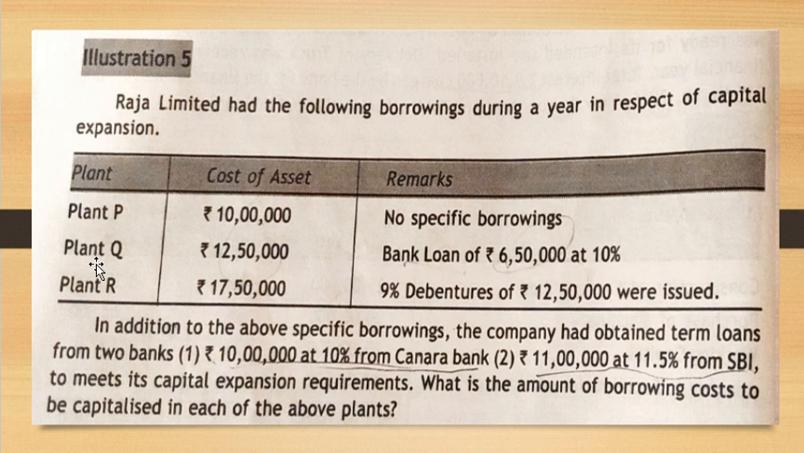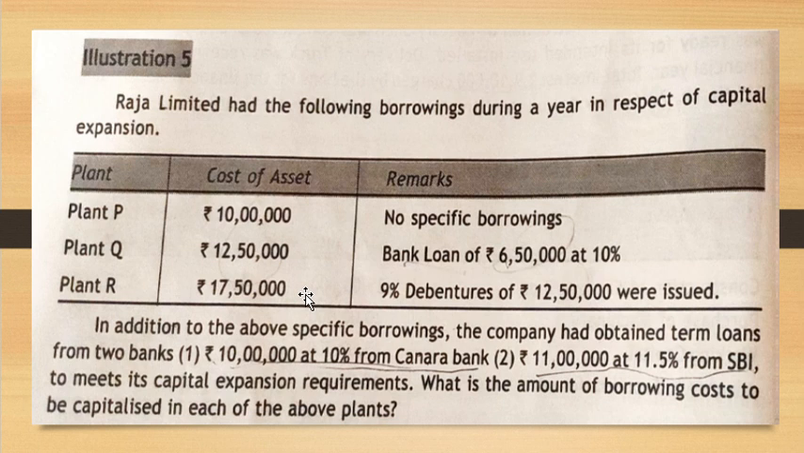As the problem states, for acquiring Plant P there is no specific loan taken, but for Plant Q a specific loan is taken. A specific loan is a loan which is specifically taken for the development of an asset, to acquire, produce or construct an asset. So the bank loan is a specific loan, taken for acquiring Plant Q. So the Plant Q bank loan and 9% debentures of rupees 12,50,000 are considered specific loans. Then you have two loans which are obtained. These are general loans.